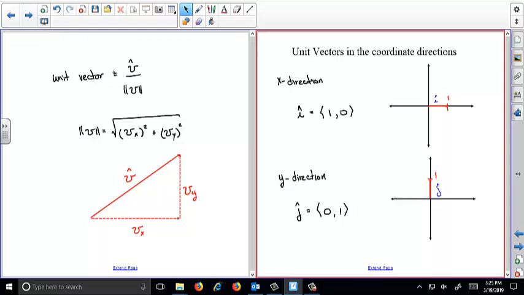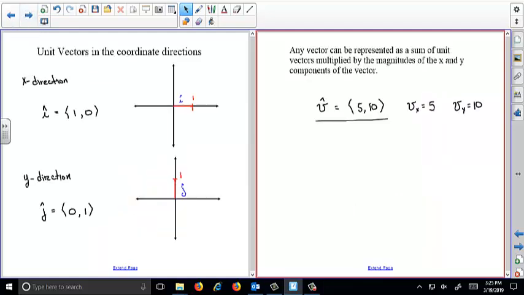Instead of representing the vector as some magnitude in a certain direction, we represent it as some quantity times the i unit vector, plus some quantity times the j unit vector. So any vector can be represented as a sum of unit vectors multiplied by the magnitudes of the x and y components of the vector. Okay, so what that means is the x component is 5 units.